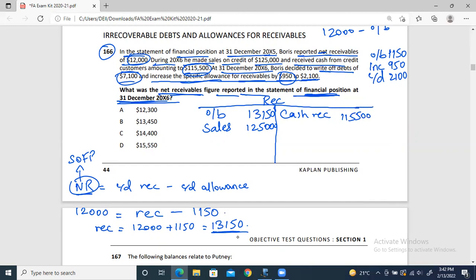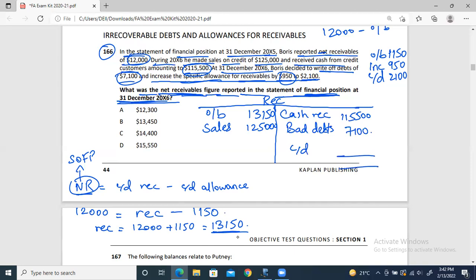115,500. And I think there is, let's see, yes, there is bad debts as well. So bad debts are 7,100, right? And finally we have got all the amounts correct. Now what we have to find is, what was the requirement again? What was the net receivables figure reported in the financial position? So again we have to convert the closing balance into the net receivable. So first let's find the normal closing balance.